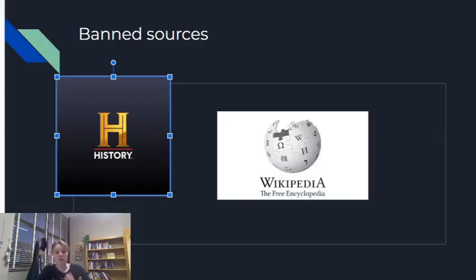Another banned source is Wikipedia. So first off, Wikipedia is crowdsourced, so anyone can go on to Wikipedia and add things. Now, Wikipedia does require you to add citations when you add things, but you can literally add google.com and it will accept it as a citation.